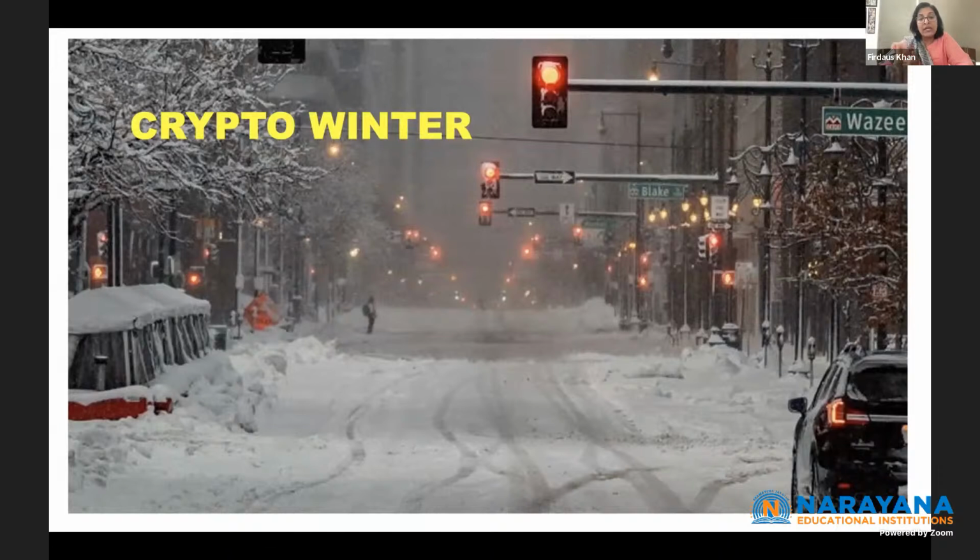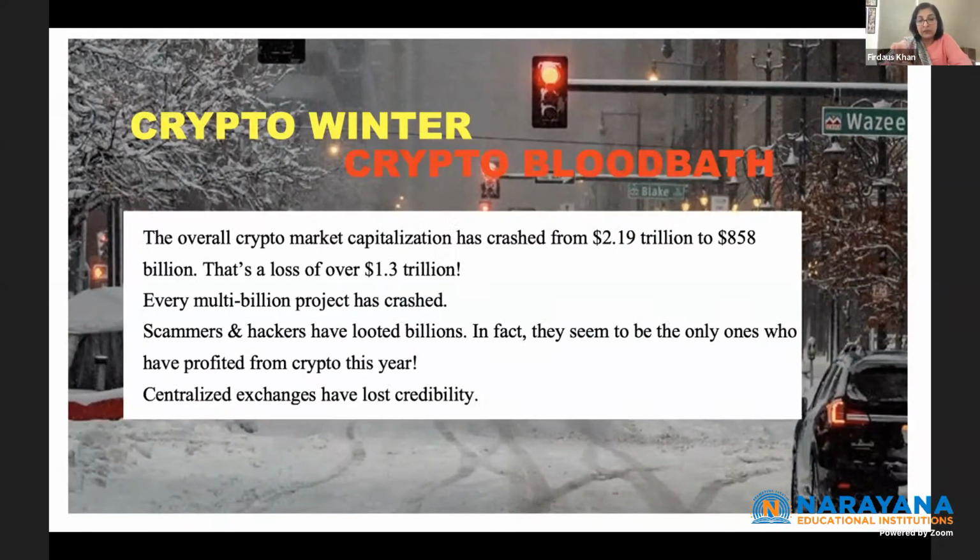It's been trending right up till about, the height of it was 2020, 2021. And now lately in 2022, for the past 3 months, we've been seeing a proper winter, but not just winter, it's a bloodbath. A lot of people have lost money. Overall, the crypto market's capitalization has come drastically down. It has lost about $1 trillion worth of valuation. And also every big project, more than $1 billion, has crashed.